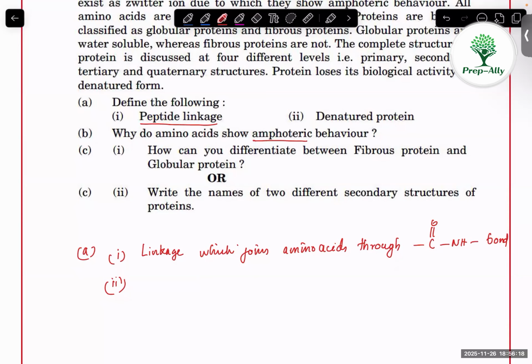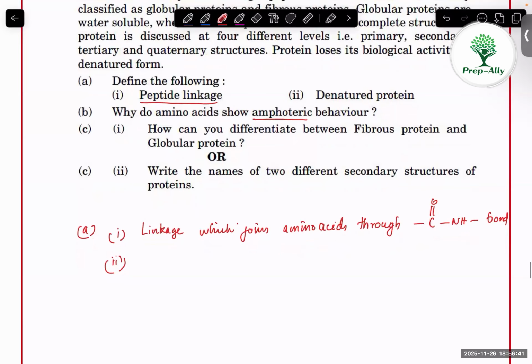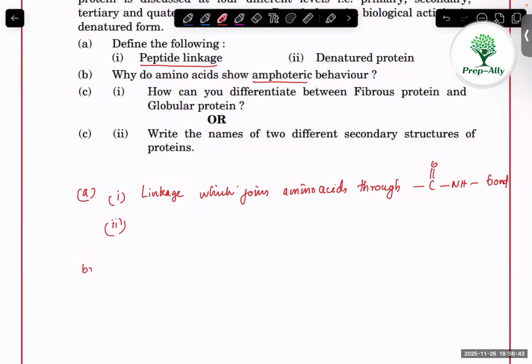We can write that it has a carboxylic acid group as well as an amino group. Or you can also write, when it is in zwitterion formation, I mean, an amino acid in its zwitterion form can work as and react with acids as well as bases, due to the presence of both the carboxylic acid group as well as the amino group. Now, B part, you can write like this.